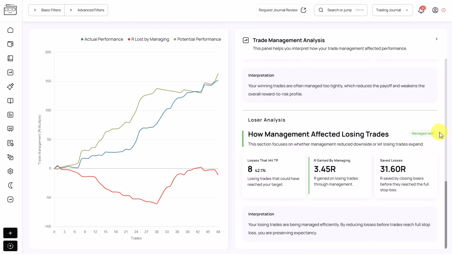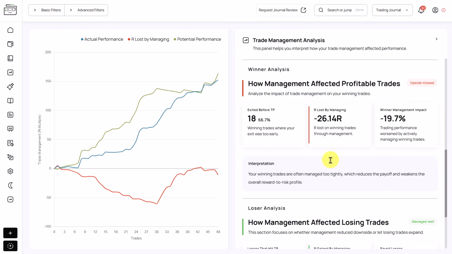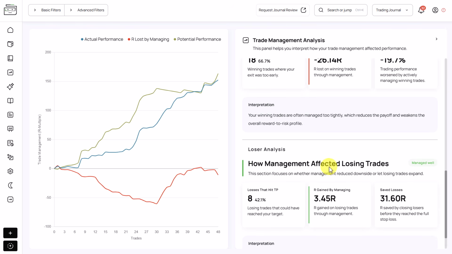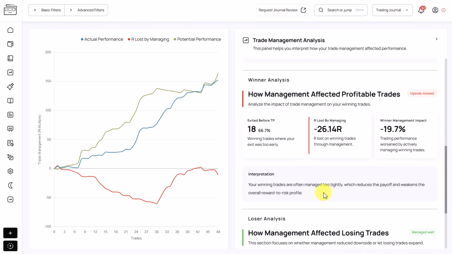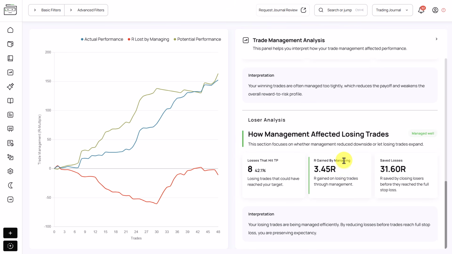When we go to the loss analysis, you can see those are managed well. And the trader is actually gaining performance by managing his losing trades. Although when we compare the two, an overall passive approach would be better for the trader because he is not gaining as much here by managing his trades as what he's losing here. So by implementing a passive approach, the trader would do much better here.